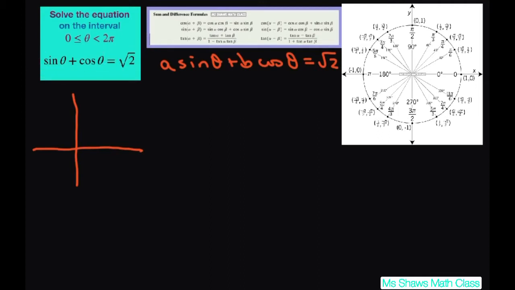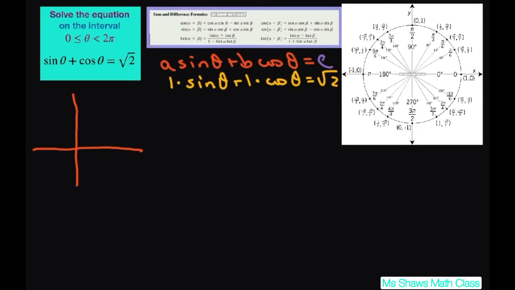So we're going to use a different method that you usually need for your IB exams. In our case, our A is 1. It has this form. If this was C, let's put this as C. This is the form it has. So that means your A is 1. I'm just going to put a 1 there. Sine of theta plus 1 times cosine of theta equals square root of 2.